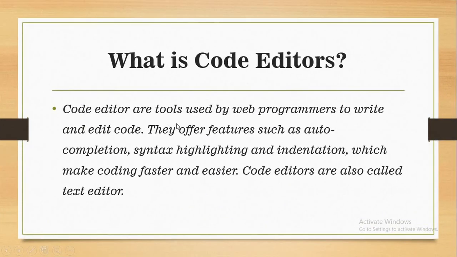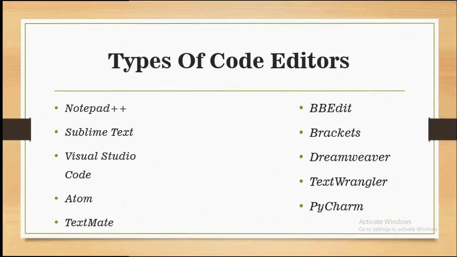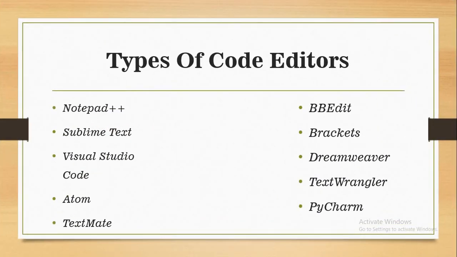Code editors are tools that are used by web programmers to write and edit code. They offer features such as auto-completion, syntax highlighting, and indentation, which make coding faster and easier. Code editors are also called text editors. Now let's take a look at the types of code editors that we have.